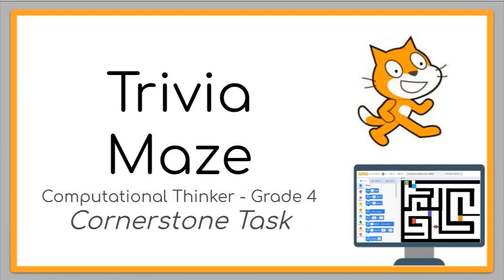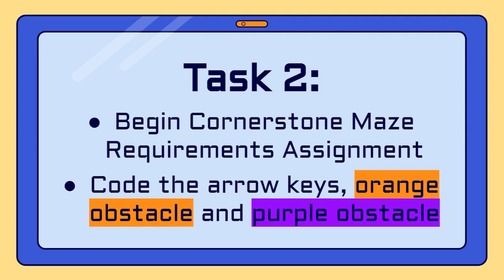Today, we're going to be completing Task 2 of our Trivia Maze. For Task 2, we're going to begin our Cornerstone Maze Requirements assignment, and we're going to code the arrow keys, the orange obstacle, and the purple obstacle.